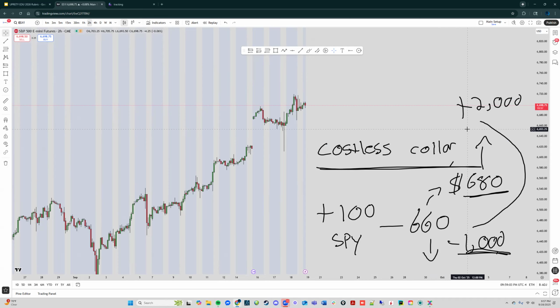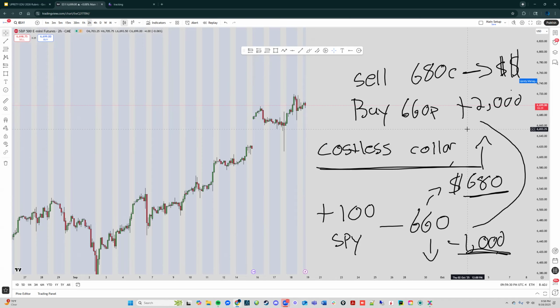Okay. So now we know our target is 680. We are going to sell a 680 call, and we are going to buy a 660 put. Arjun, Kiran, you guys know about this. What happens when you sell a call? It becomes a covered call. So this pays you money. But remember, we bought a put, right? We have to pay for it.